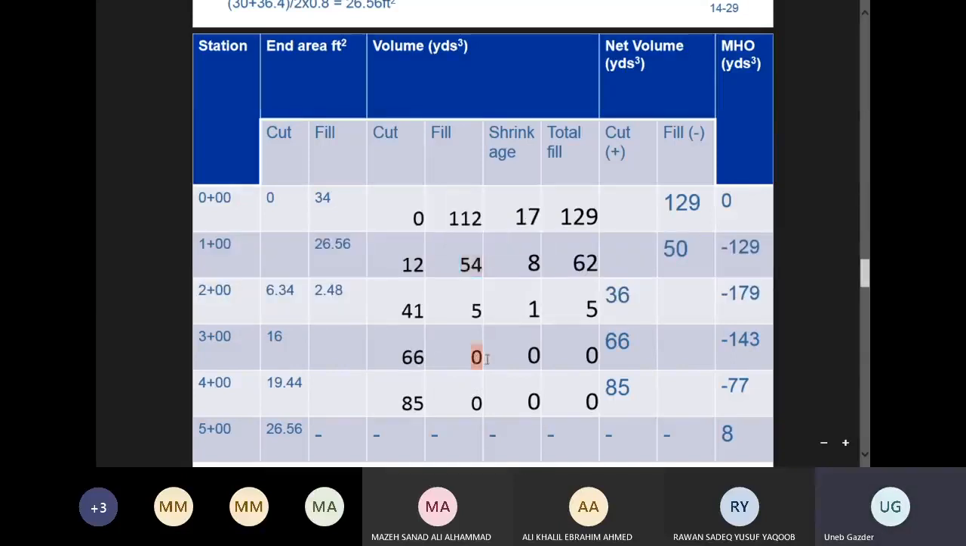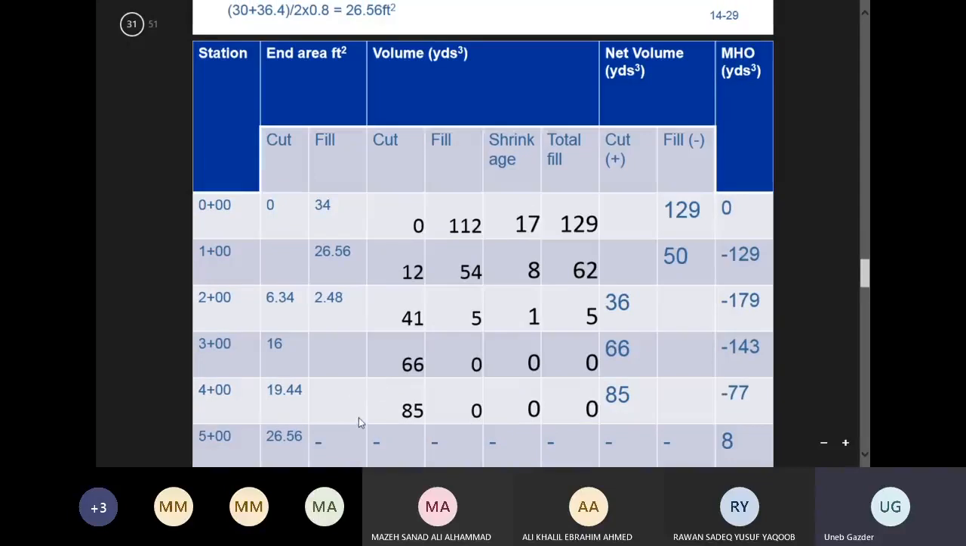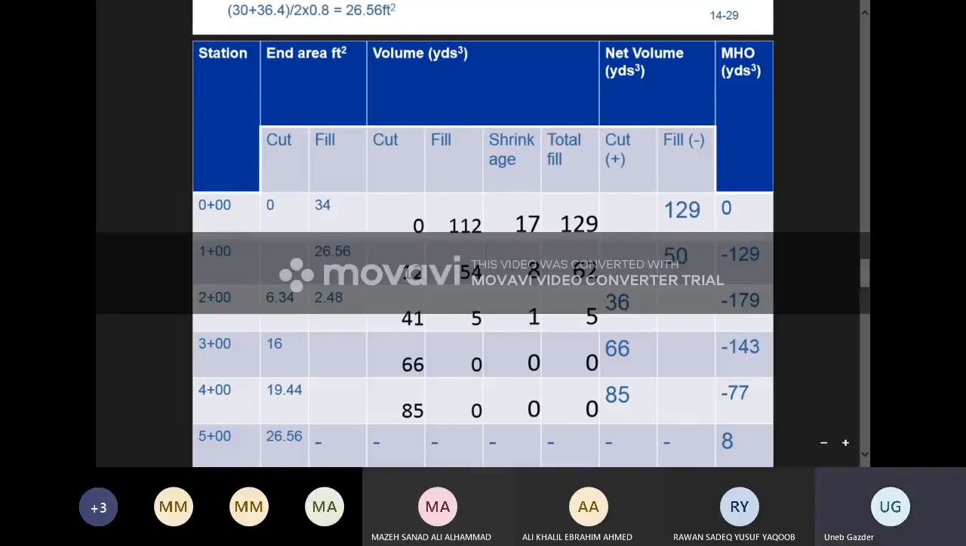So you see here again, there's zero. Why? Because this area is zero and this area is zero. So the average of zeros is zero. So you will get some numbers here.